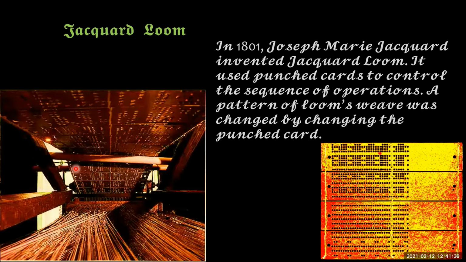Later comes the Jacquard Loom. In 1801, Joseph Marie Jacquard invented the Jacquard Loom. It used punched cards to control the sequence of operations. The pattern of the loom's weave was changed by changing the punched card.